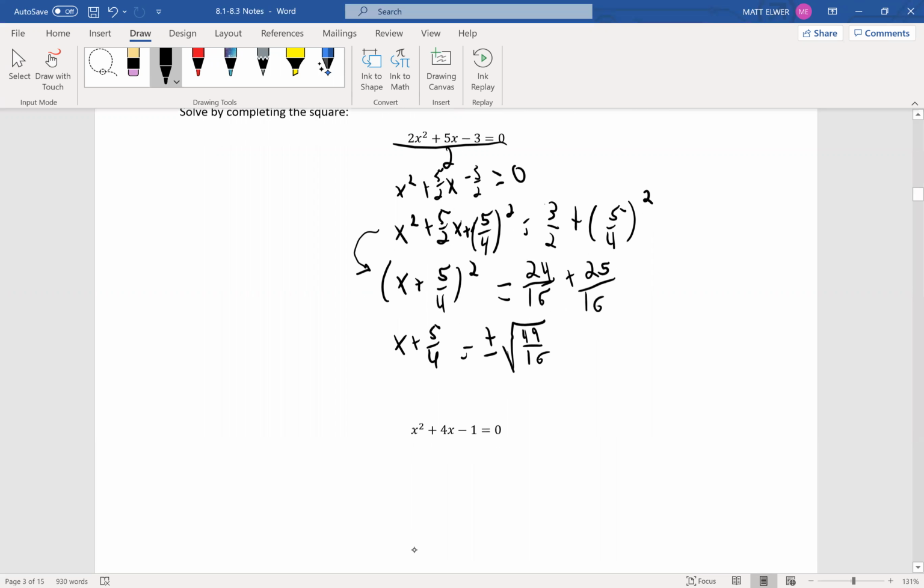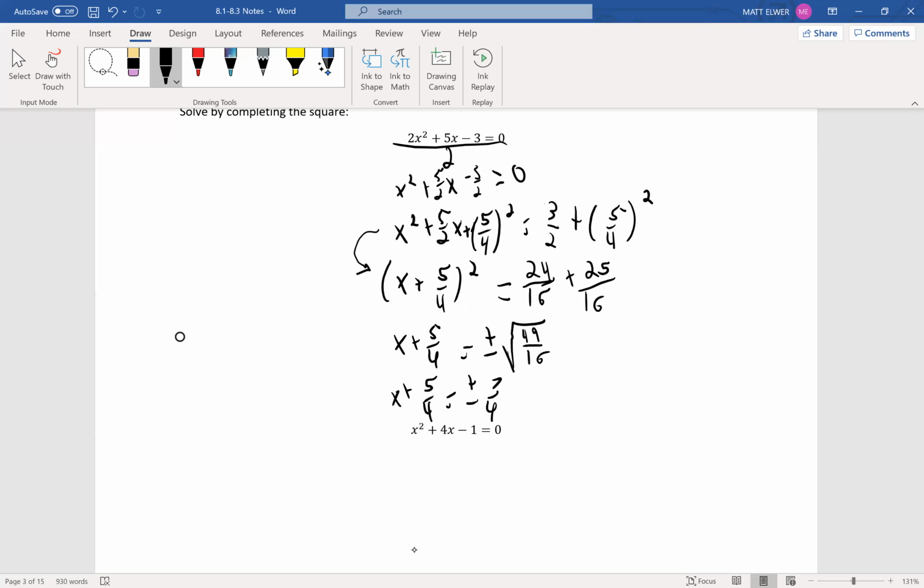And then we can keep simplifying, right? So notice that the right side, 49 over 16, those are both perfect squares. So we get x plus 5 over 4 is equal to plus or minus 7 over 4, right? After we take the square root of that.